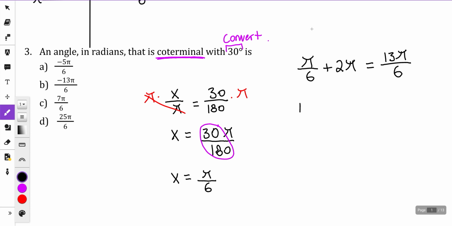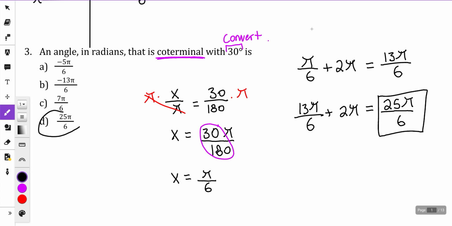So I take that again, and I add another 2 pi, because maybe it just did 2 spins around. Again, 2 pi is actually 12 over 6. Right? 2 is equivalent to 12 over 6. So that's 25 pi over 6. And lucky for me, that one is one of my answers. It is D. To get negative ones, I would have subtracted 2 pi, and you would have noticed that neither of these ended up being there either.